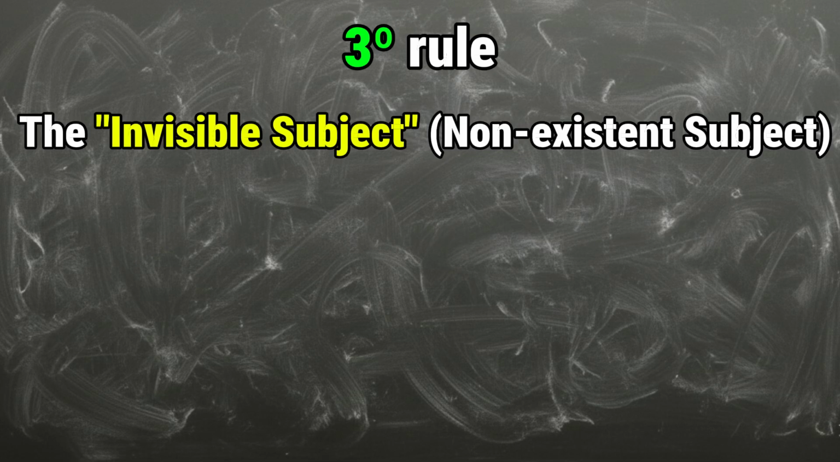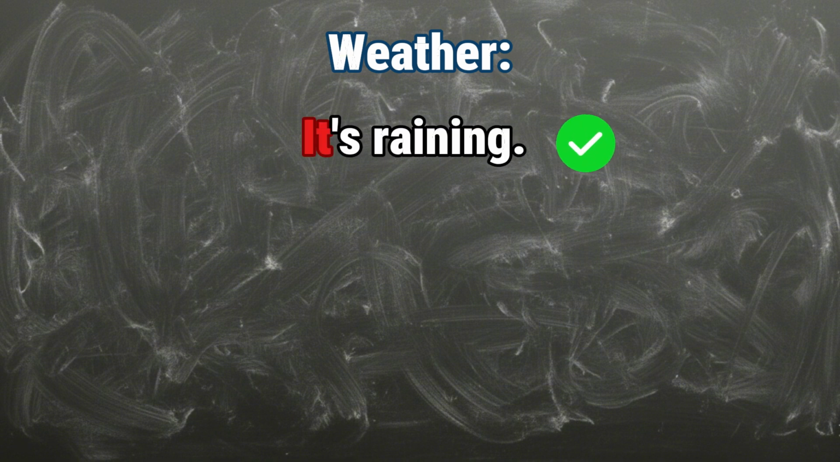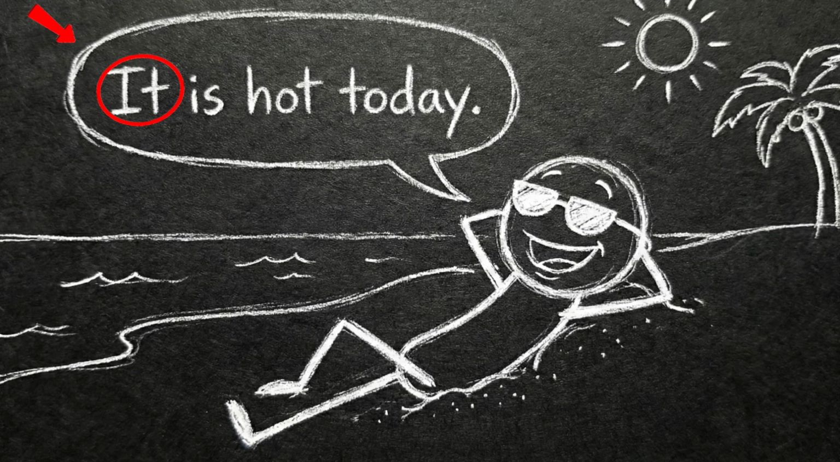The invisible subject. Non-existent subject. Unlike some other languages, in English, a sentence needs to have a subject. We use it to fill the empty space when there is no specific person performing the action. Examples. Weather: it's raining. Never say just "is raining" in the simple present. It snowed yesterday. It is hot today.